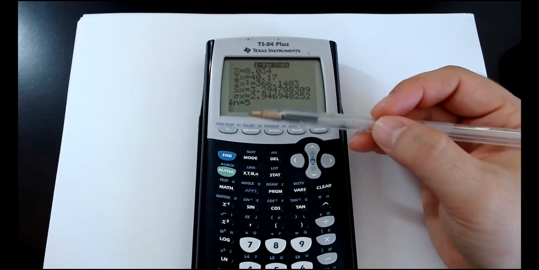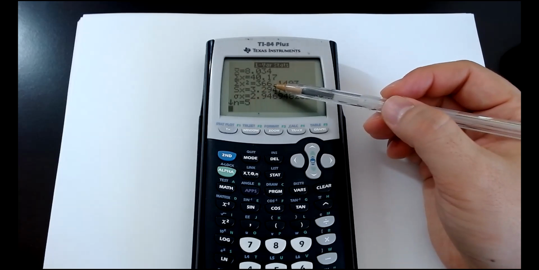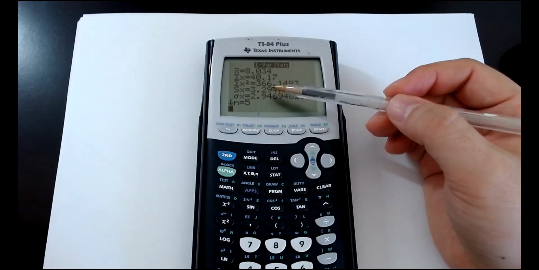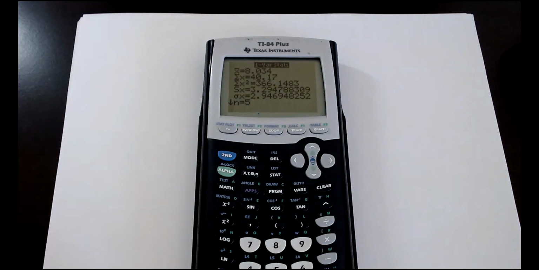So the answer is 3.29, but rounding up, we get 3.3. So the answer is 3.3. Please look at the bootstrap procedure in the lecture notes, and then following those steps, except for step 1, you can solve the online homework problems.